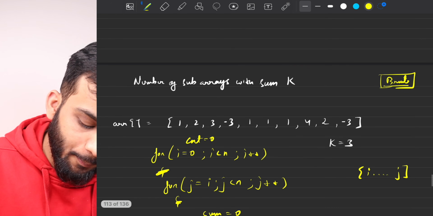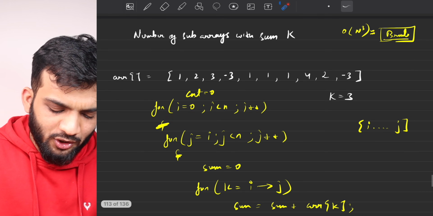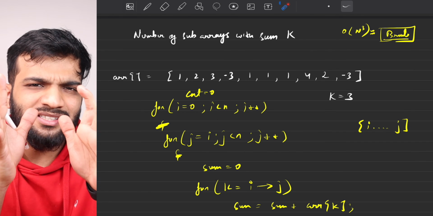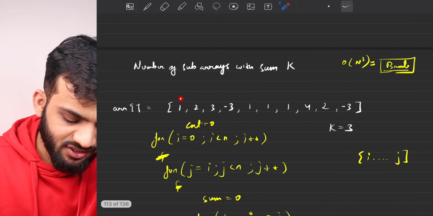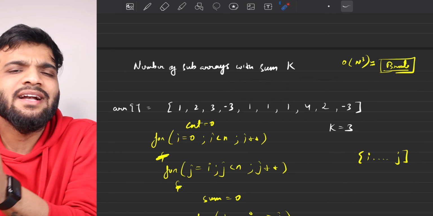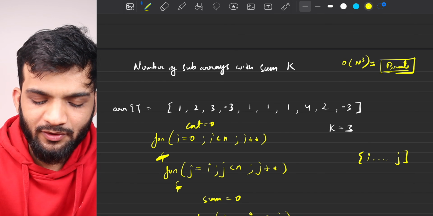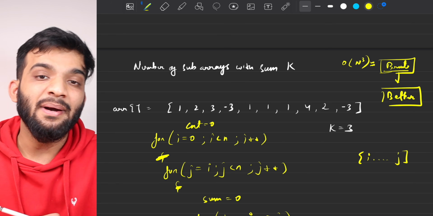But what is the time complexity? Can I say it's near about big O of n cube? Why? Because you're running near about 3 loops. It's not exactly n cube, but it's somewhere near about n cube because first time it's running for the entire array, next it's running for this, next it's running for this. So obviously the interviewer will not be happy with the n cube and he'll ask you to optimize it. And this is when you'll move to the better solution.